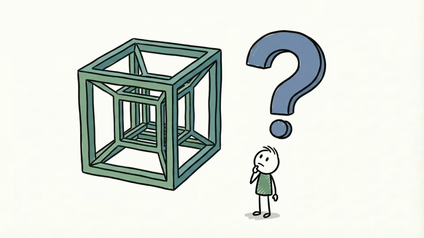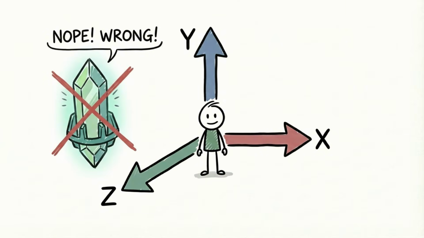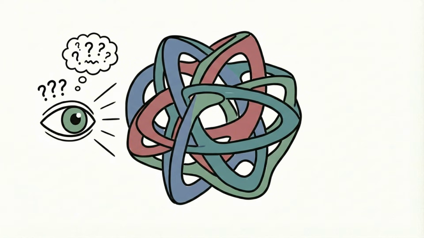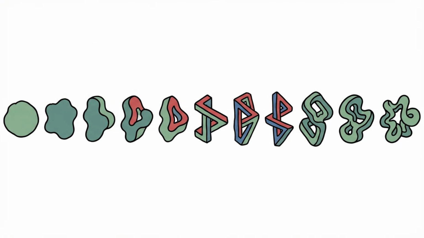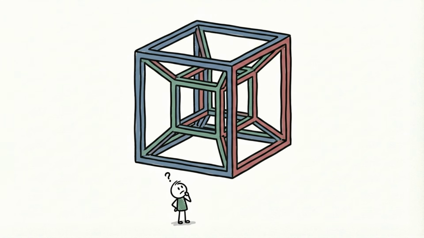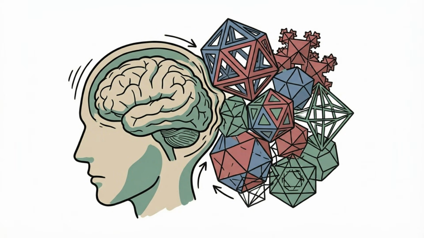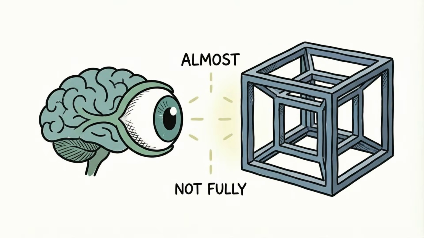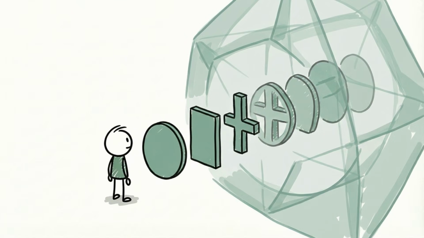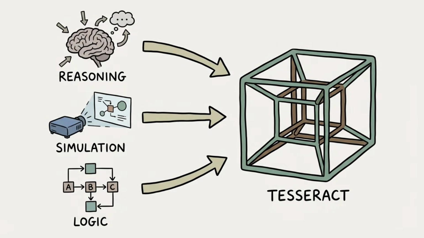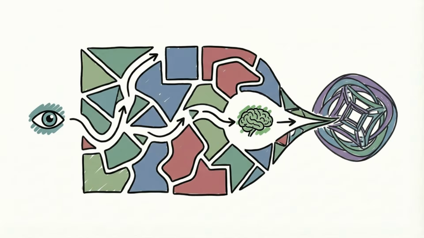So what does 4D actually look like? Not a glowing hyperspace crystal, not a cube with extra lines, not something your eyes could ever capture all at once. It looks like impossible 3D slices. It looks like projections that almost make sense, but never fully click. It looks like geometry pressing against the limits of human intuition, and that almost is the closest we get. We may never directly see a true 4D object, but we can still reason about it, simulate it, and understand its logic. And honestly, that's one of the coolest things about math and physics. We can map realities our senses were never built to see.